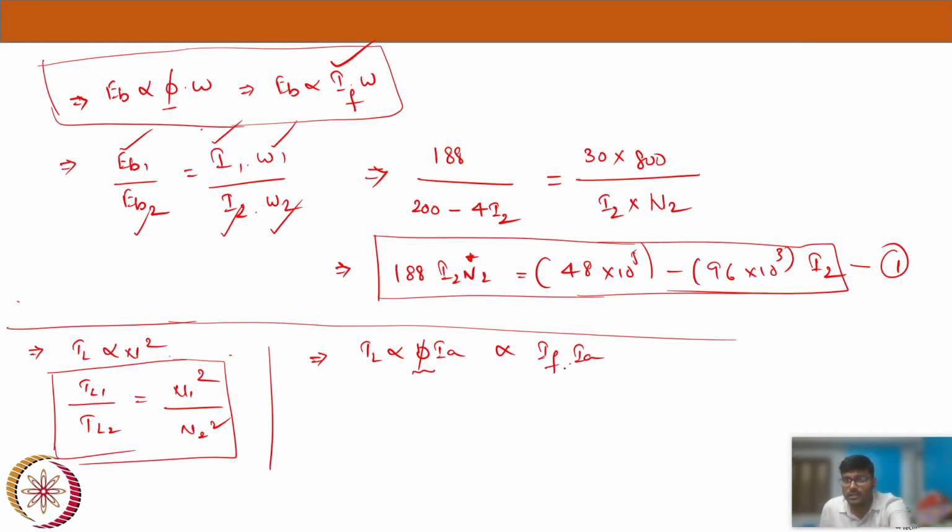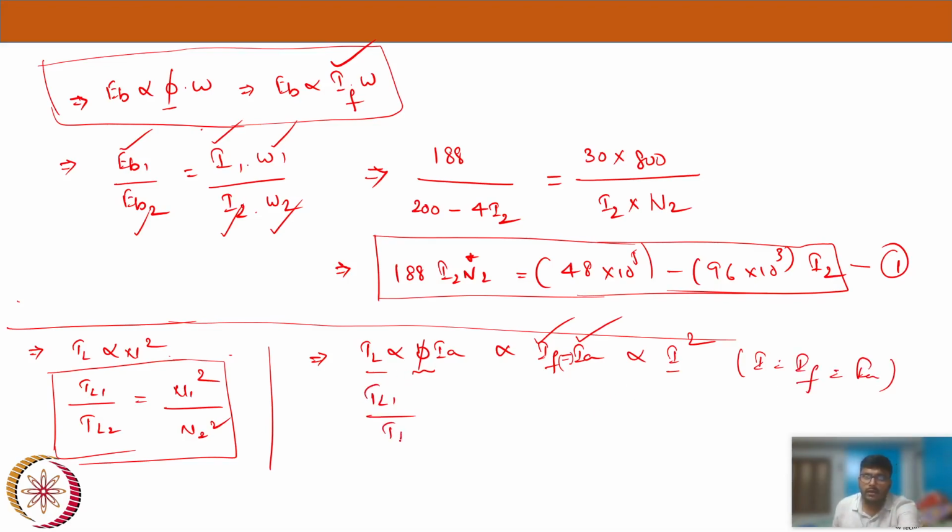Now if you correlate that relation with our DC series motor, my load torque is proportional to IF multiplied by IA, but here both are equal, since it's a series motor. So it is proportional to I square, where I is equal to IF is equal to IA. Now with that relation, I will write TL1 by TL2 is equal to I1 square by I2 square.